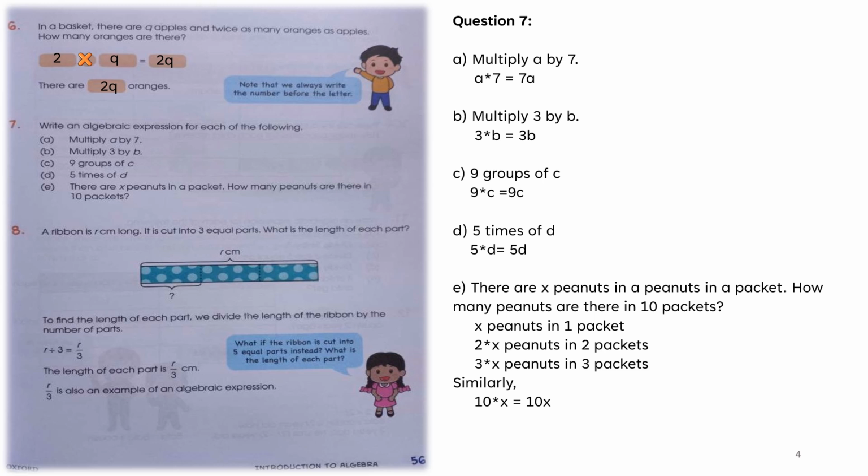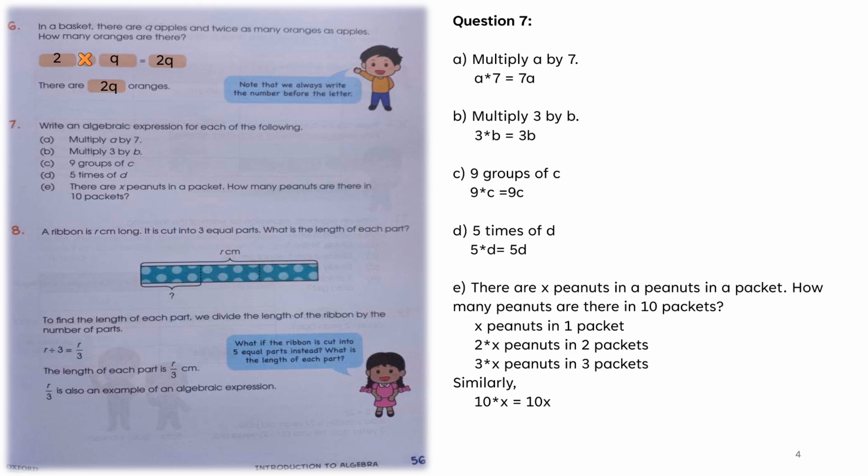Question 6 says that in a basket there are Q apples and twice as many oranges as apples. As oranges are twice as many as apples, we are going to multiply 2 with the quantity of apples, which is Q. So the algebraic expression for the oranges is 2Q. In question number 7, we have to write an algebraic expression for different parts. Starting with part A, we have to multiply A by 7. So we multiply A with 7 and it is represented as 7A.